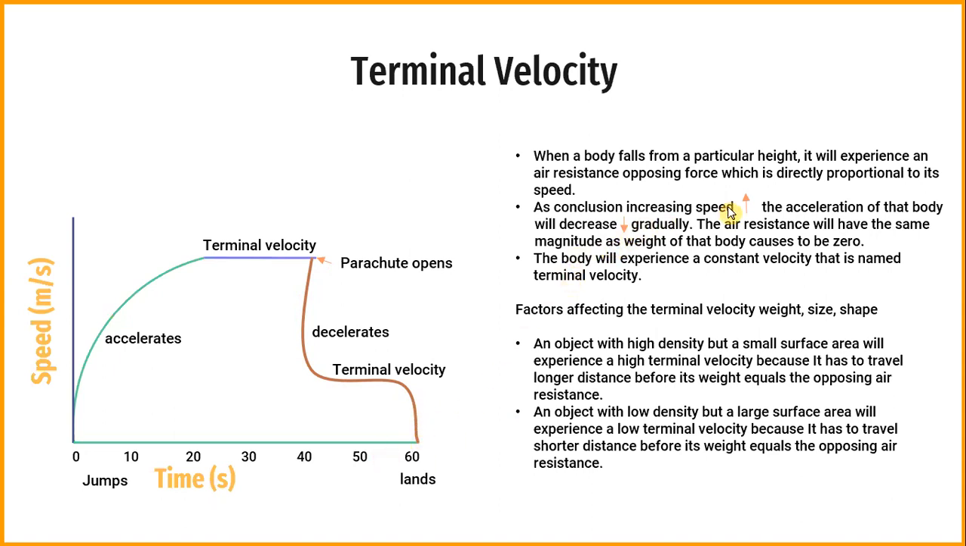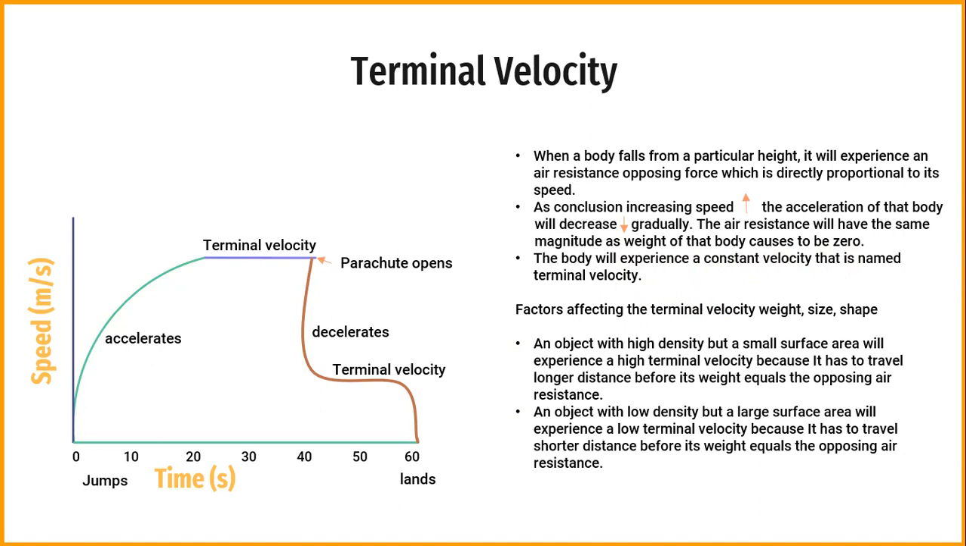When a body falls from a particular height, it will experience an air resistance opposing force which is directly proportional to its speed. So as a conclusion, with increasing speed, the acceleration of that body will decrease gradually. The air resistance will have the same magnitude as the weight of that body, causing the net force to be 0. The body will then experience a constant velocity that is named terminal velocity.